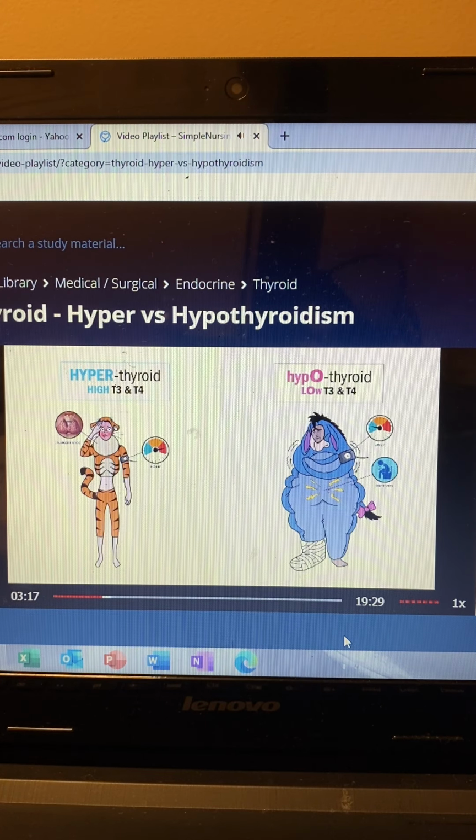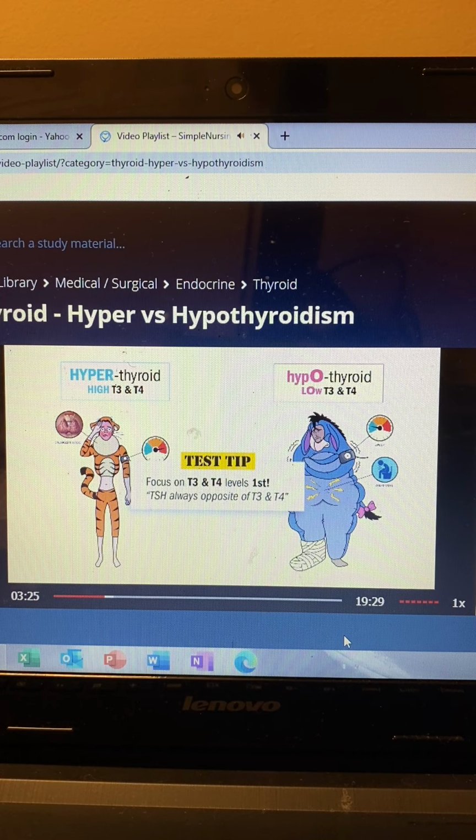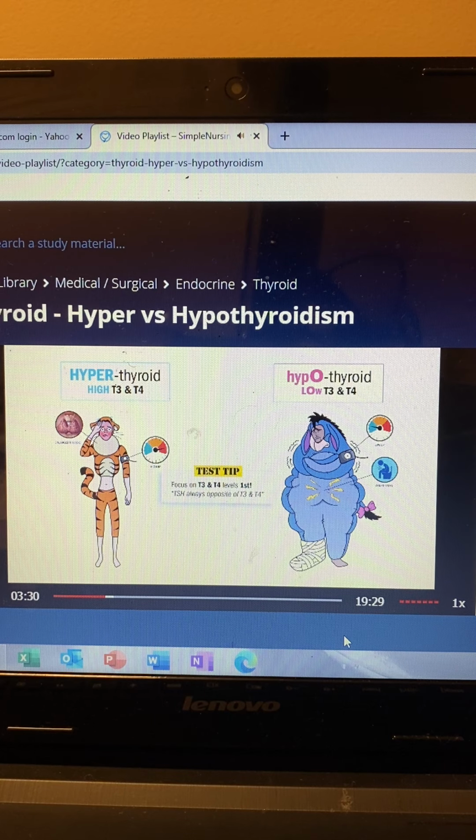Now, as far as diagnostic tests, don't let the NCLEX trick you here. So here's a tip. Always focus on T3 and T4 first. Don't even look at TSH initially. If T3 and T4 are high, then it's hyperthyroid. And guys, if it's low, then it's hypo. Now, you don't have to memorize any of the values. The NCLEX will give you the ranges. Okay, now after seeing T3 and T4, then we look at TSH. So TSH will always be the opposite of T3 and T4 here. TSH is just trying to slow the hyper and amp up the hypo.